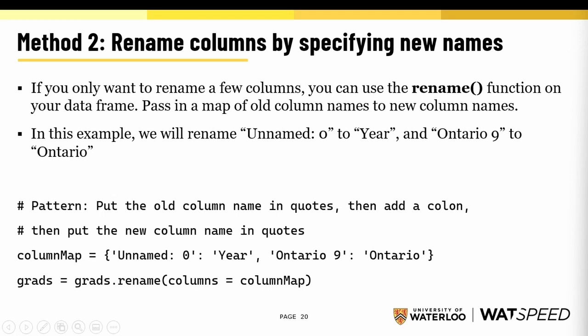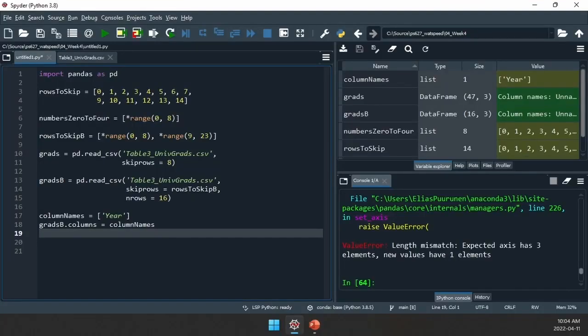We create a new variable called column map and set it equal to curly brackets, unnamed 0 colon year. So we say here's our old column name and here's the new column name I want this column to have. Then here's my old column name. Separate these with a comma. Here's my old column name and here's the new column name I want this column to have. And then I say my data frame is equal to my data frame dot rename. And then I specify columns equals this column map. Let's give this a try.